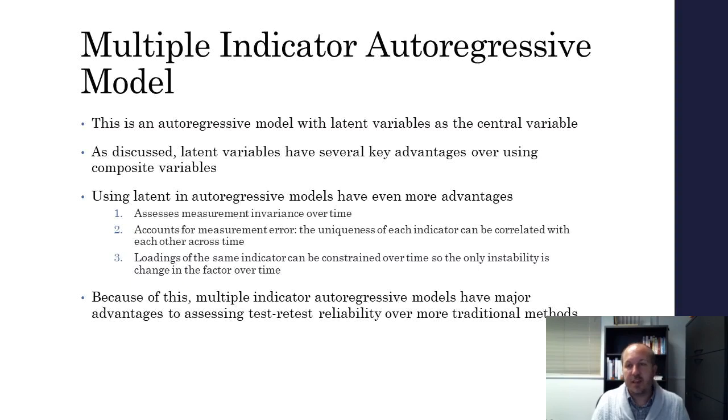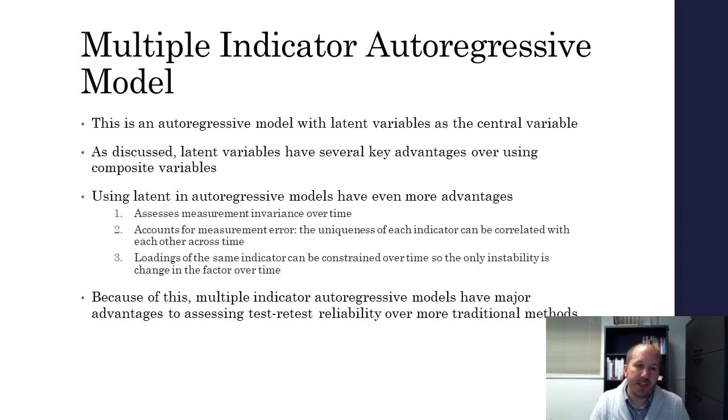When we're using latent variables in autoregressive models, there is a specific application that makes this much better than traditional methods, and that is doing test-retest evaluations. Rather than doing traditional Cronbach's alpha or chi-squares or other kinds of things, one of the reasons this is much better is that we can account for a few things. Number one, we can assess measurement invariance over time. So we can account for measurement invariance in that test across time.